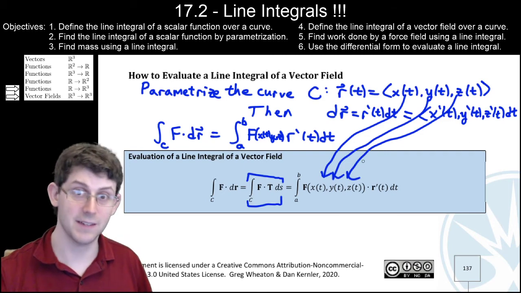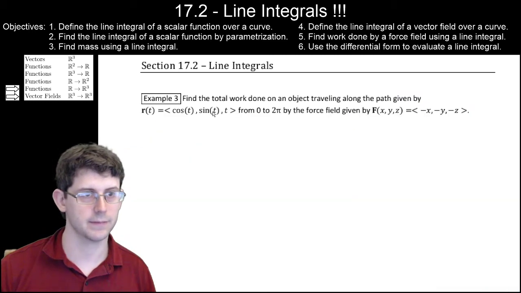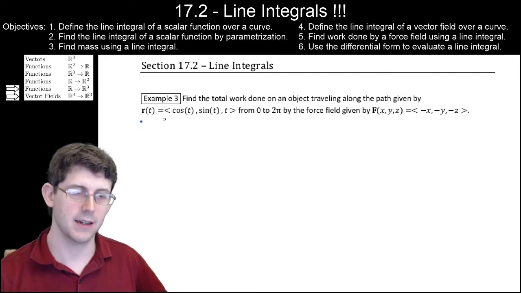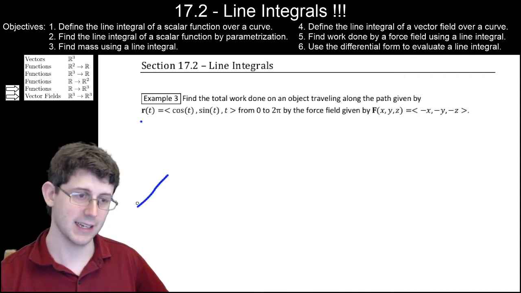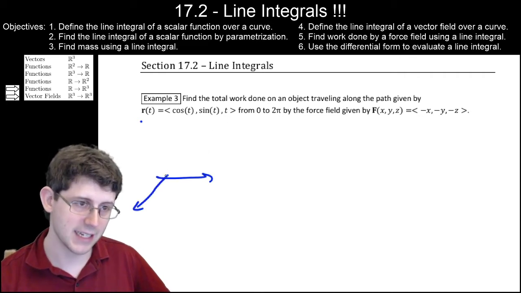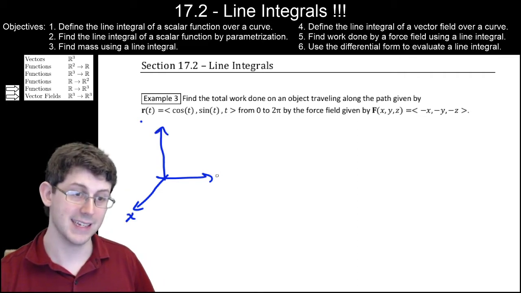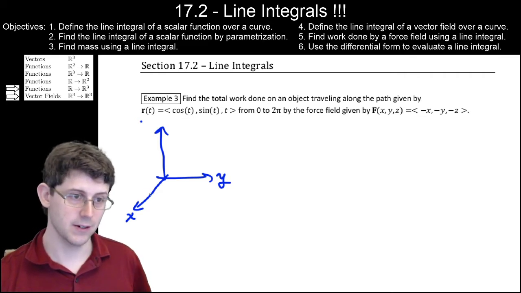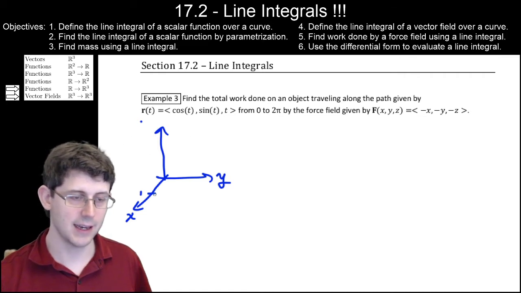That'll be the line integral of a vector field. Let's do some. So we're going to take a path that's r of t is cosine t, sine t, t, which is like the basic three-dimensional path that we have played with. It's a helix. At t equals 0, you're at the point 1, 0, 0. And then you kind of spin around and come back.